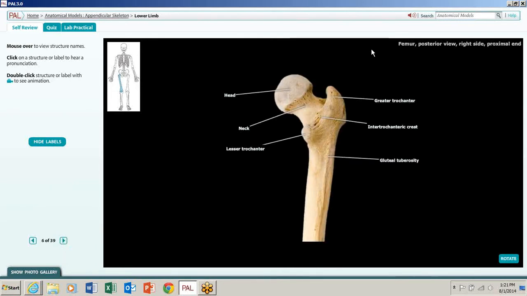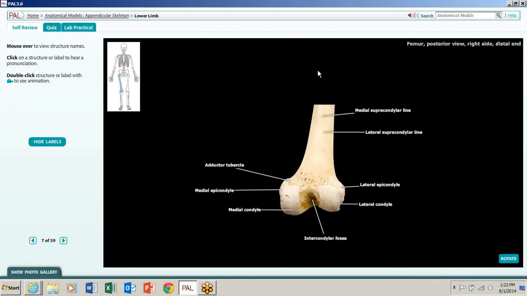So again, this is the femur, posterior view, right side, and we're looking at the proximal end. So we can see the greater trochanter, the lesser trochanter, the neck, and the head. There's the femur, again a posterior view, the right side, distal end. So we can see the lateral epicondyle, the lateral condyle, the medial condyle, and the medial epicondyle.